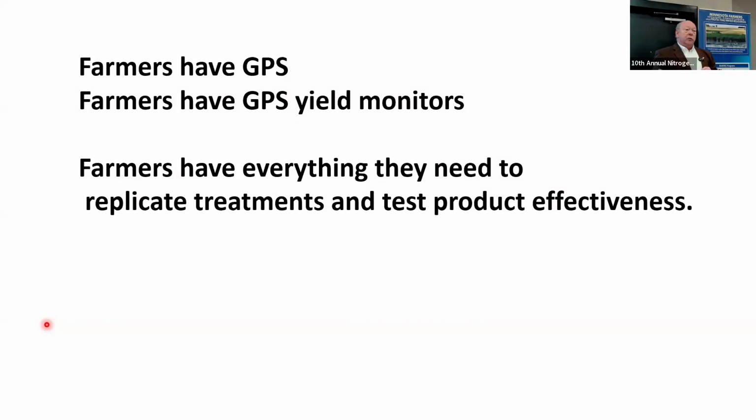So farmers have GPS, so they can put out these treatments, and they have GPS yield monitors. Farmers have everything they need in order to replicate treatments and to test these products effectively. And so that's point number 2. Point number 1 was these things are natural in our system, and they're providing nitrogen already. Whether they're doing it as well as selected ones can, I don't know. But they've been around for a long time. So you're not putting them into a vacuum.